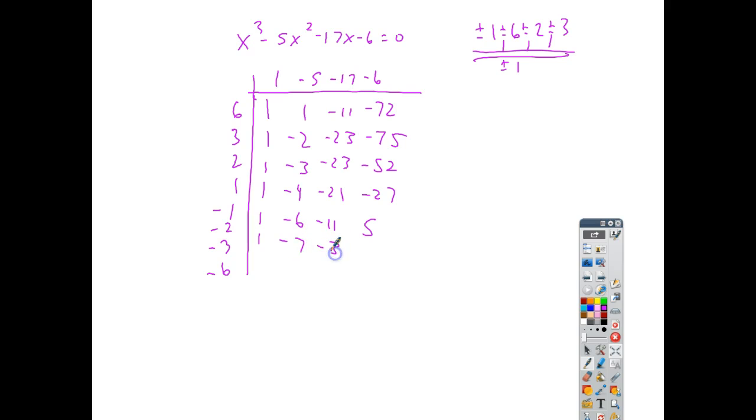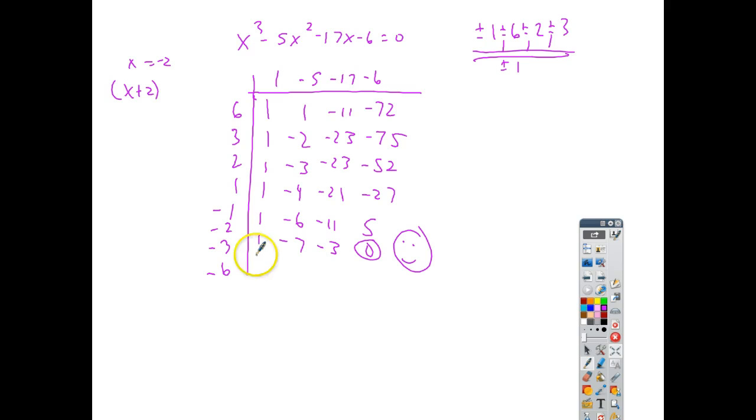Negative 7 gives me 14, which is negative 3. Gives me 6, gives me 0. Aha! Smiley face. I found one. X equals negative 2 is a solution, and X plus 2 is a factor. Right? Found one answer, and I found a factor, in case I wanted the factor.